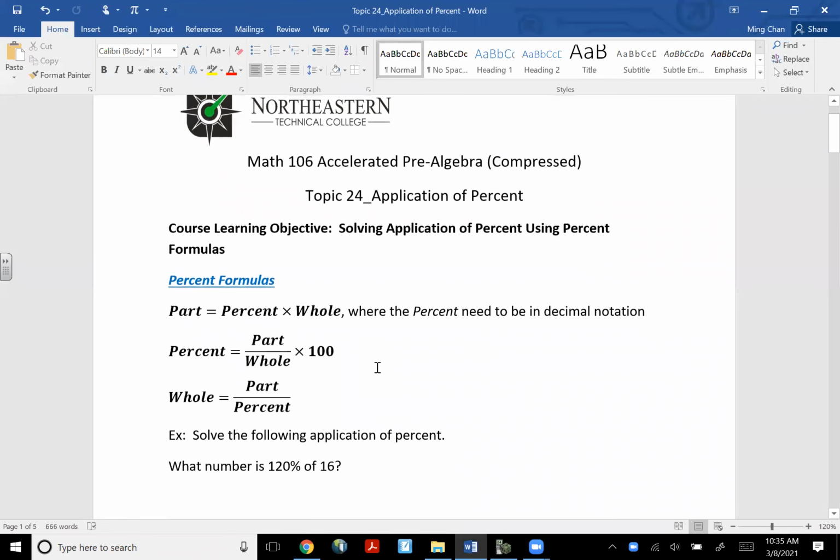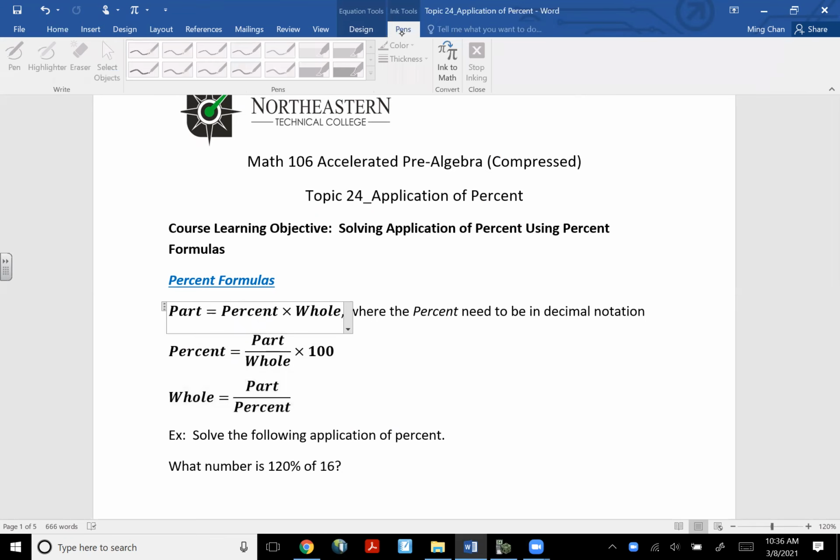So the way we're going to do the application of percent is we're going to use something called the percent formula. When we're dealing with word problems involving percent, there is one of three things we're looking for. We are either looking for the part, the percent, or the whole.